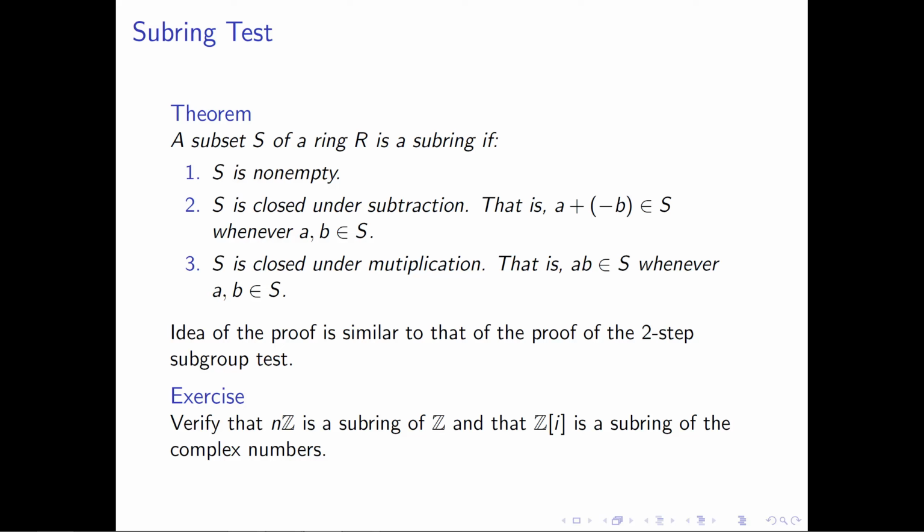And so the way that I would practice applying this theorem is I would go back and verify that something like NZ is actually a subring of the integers. And another thing you could do is check that the Gaussian integers, Z adjoined i, is a subring of the complex numbers. Each of those would be good things to do to test your applications of this theorem instead of really spending your time focusing on the proof of this theorem.